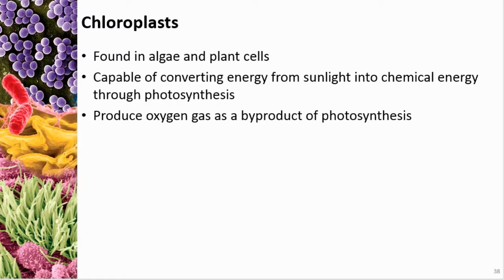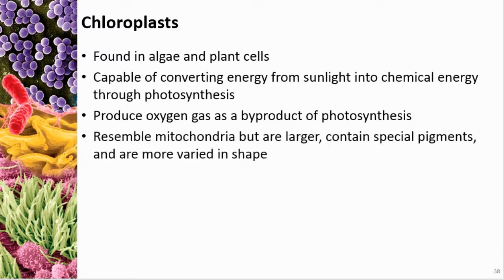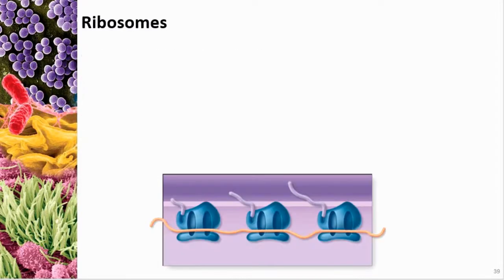As a byproduct, they produce oxygen, which is wonderful for us because we need oxygen, and our byproduct is carbon dioxide. And so it's the opposite of these photosynthetic organisms. So they resemble mitochondria, but are much larger, and they have pigments in them, usually green, but not always. There can be orange, dark red, purple, but generally they're green, and are more varied in shape than the mitochondria are.